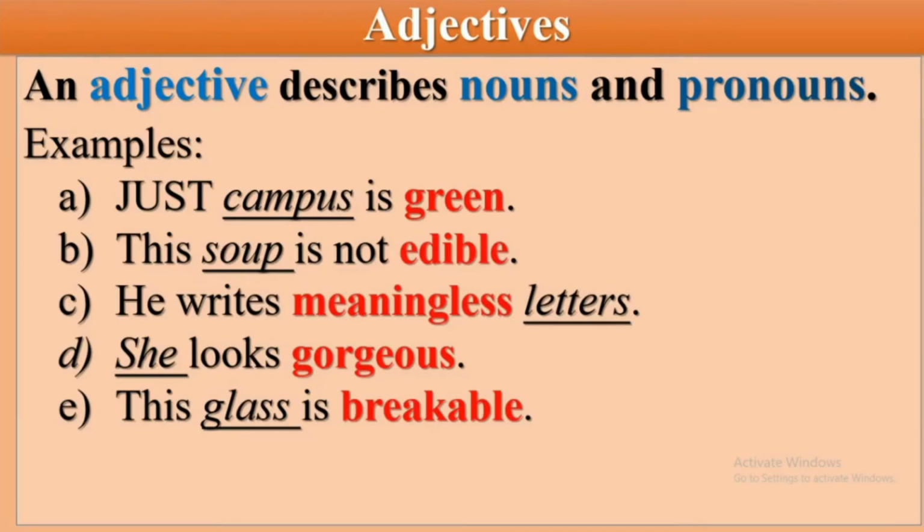Just campus is green. If I ask, how is just campus? Of course the answer is green. So just campus is green. In this sentence, the word green is an adjective because it has modified or given information or described the noun campus. So how is the campus? Campus is green. Next one, this soup is not edible.